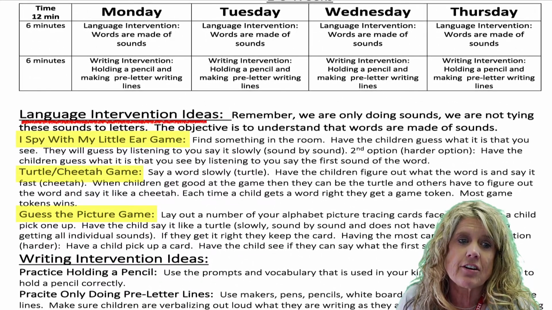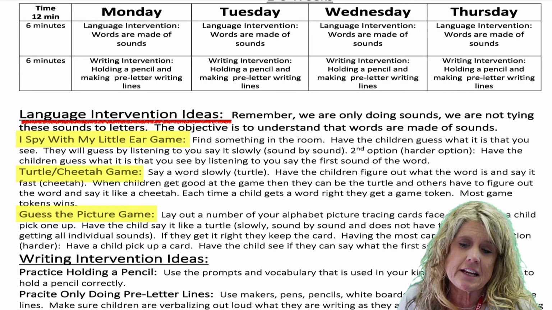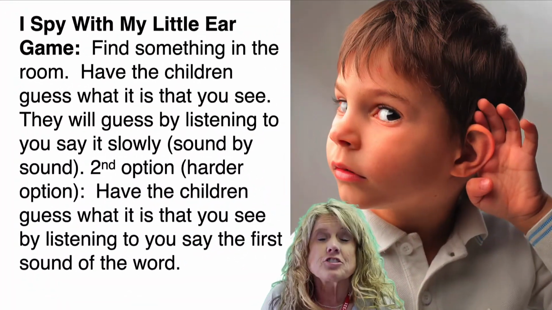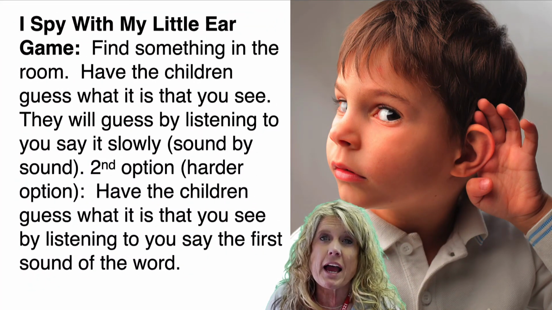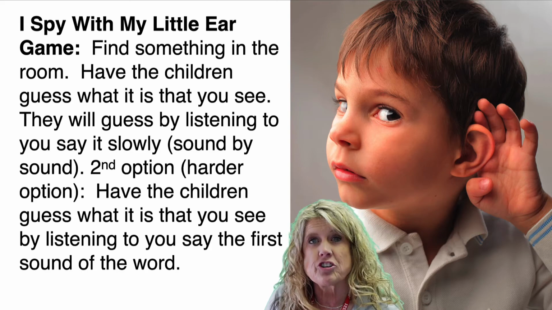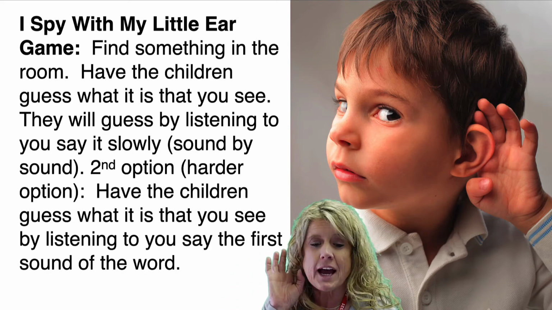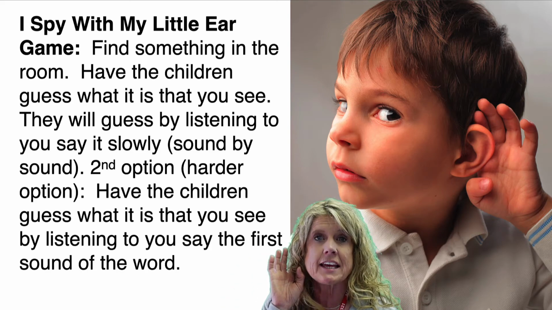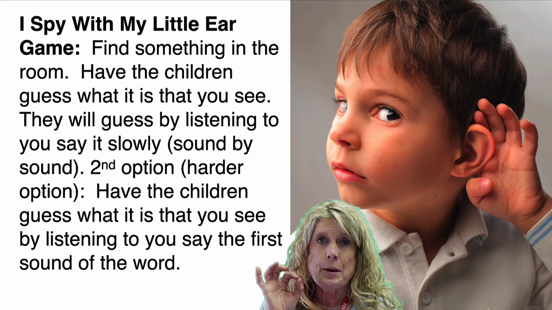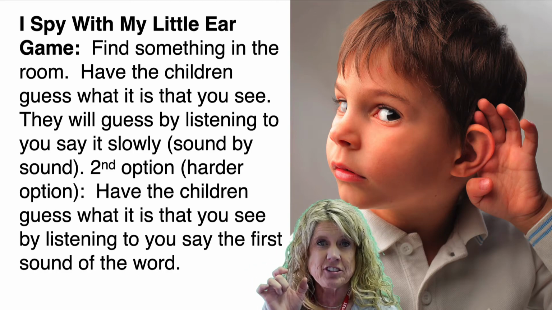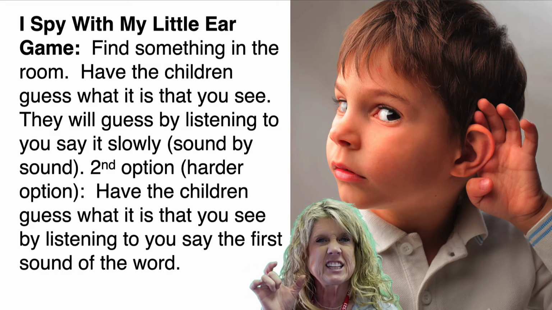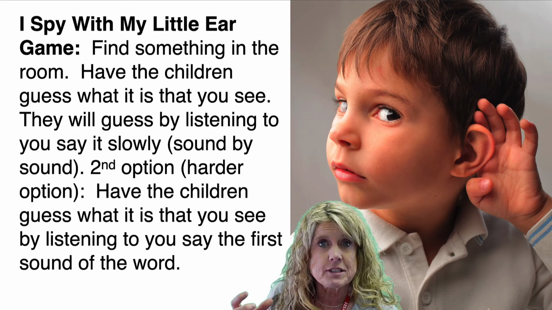The games here are delineated and set right here. So let's look at some of the games. The first game that you could use is I Spy with my little ear. You're in the classroom, and you'll say, I spy with my little ear something that sounds like, and you say it very slowly, like this: m-a-p. If they're not getting it, you might need to scaffold it a little, say map a little faster, and see if they can guess what the sound is.